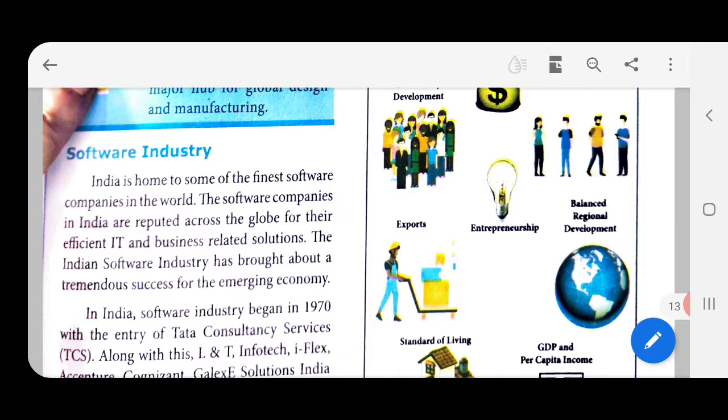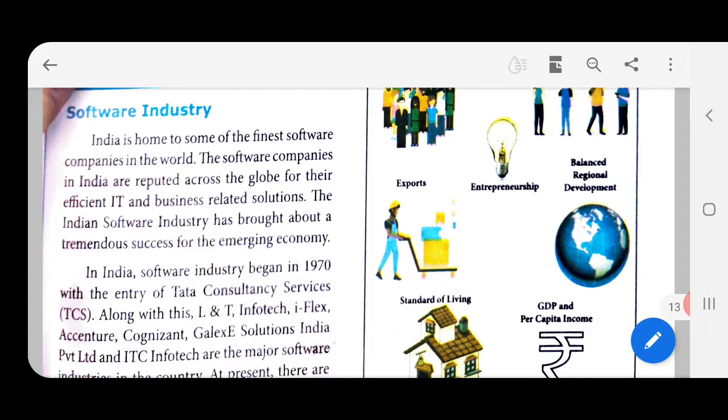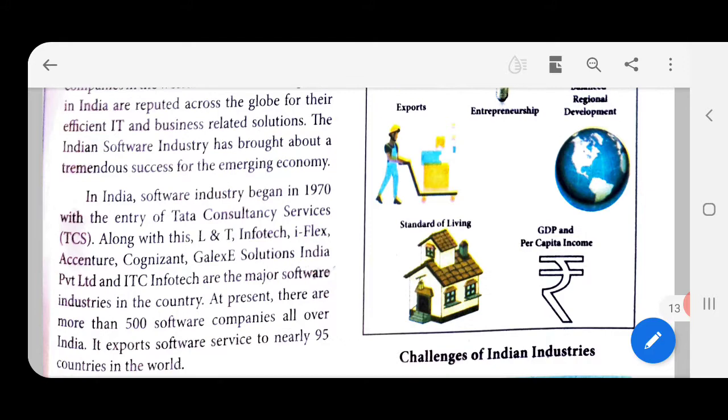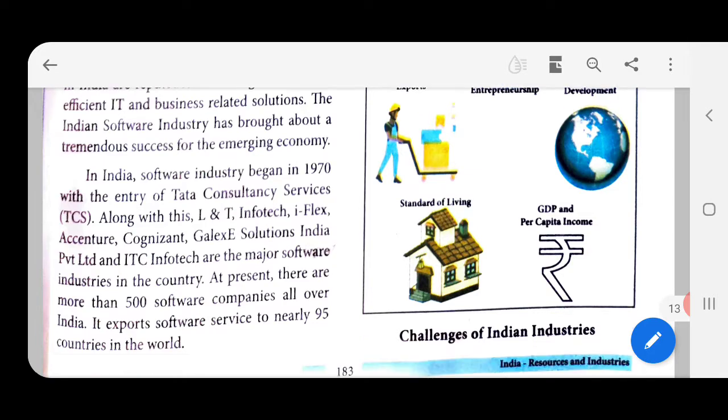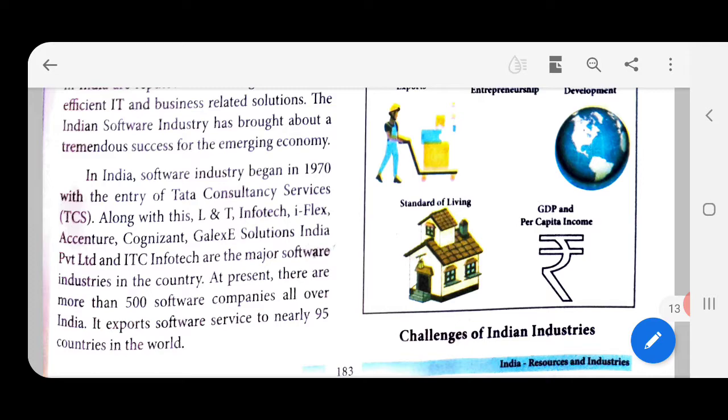Software industry, which we call IT. India is home to some of the finest software companies in the world. The software companies in India are reputed across the world. Reputed means they are famous across the globe for their efficient IT and business related solutions. IT means information technology. The Indian software industry has brought about tremendous success for the emerging economy. So, our Indian economy has risen because of the software industry. Economy means money.